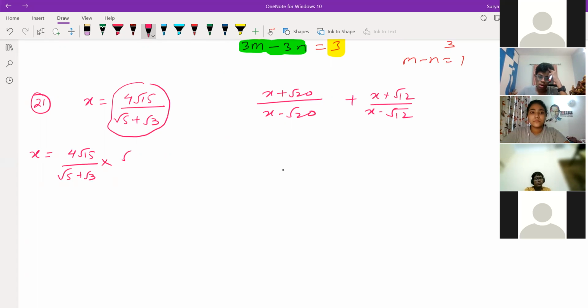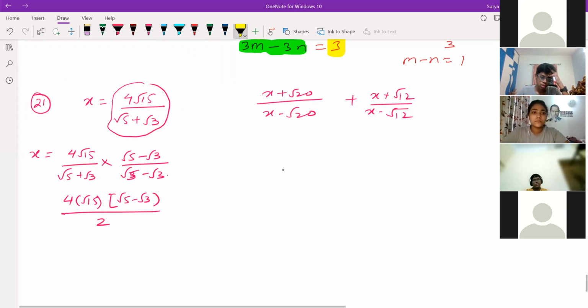Rationalize this. What do you get? Root 5 minus root 3 and root 5 minus root 3. So 4 root 15, another bracket, root 5 minus root 3, and down we can write only 2, right? A square minus b square. Till here is clear? A plus b, a minus b. So 5 minus 3 is what? 2. Now we can cancel. We wrote only 4 root 15.